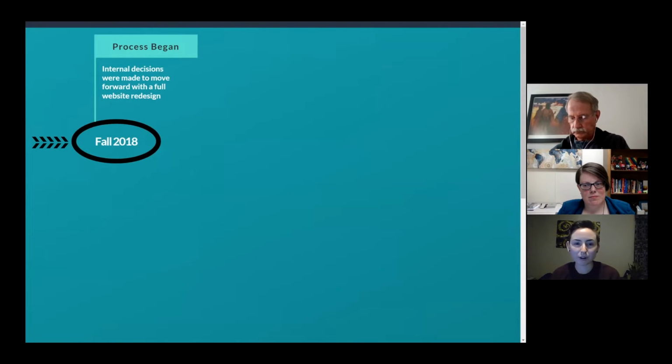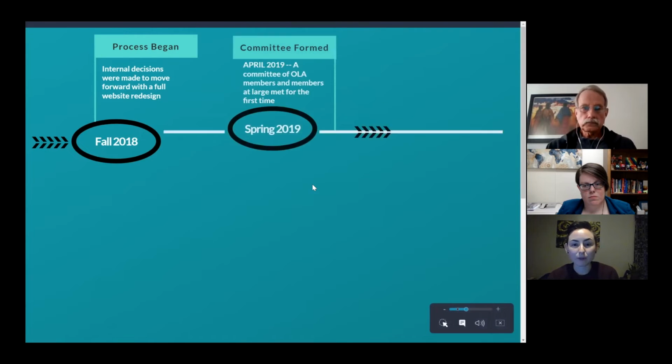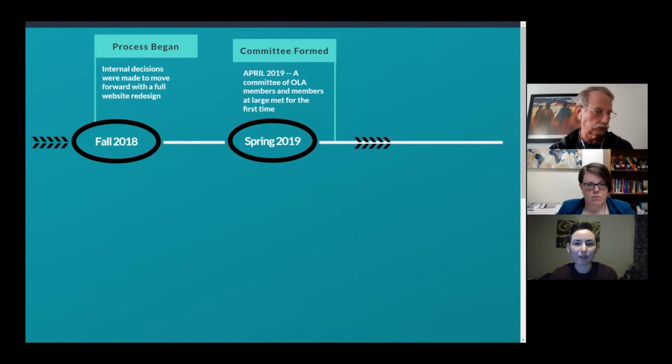So this redesign process began in the fall of 2018, as Charles mentioned, where internal decisions were made in OLA to move forward with a full website redesign. It was at this time that it was decided that YM would be the vendor that we would be working with. By the spring of 2019, a committee of OLA members and members at large were pulled together to tackle this project. And we came together for our first meeting in April of that year.